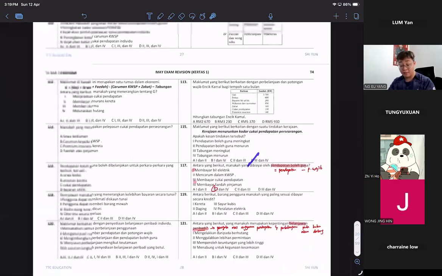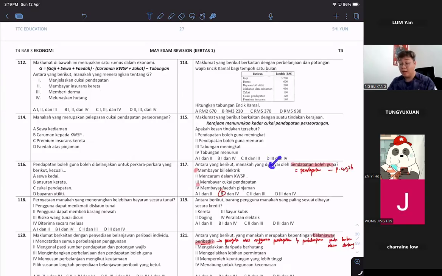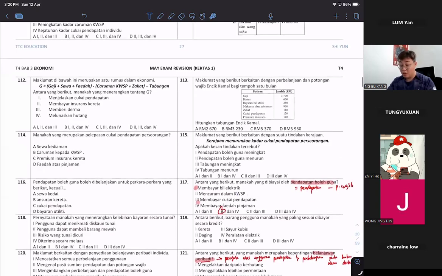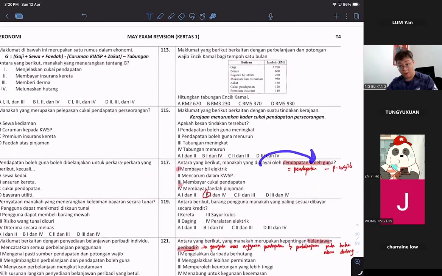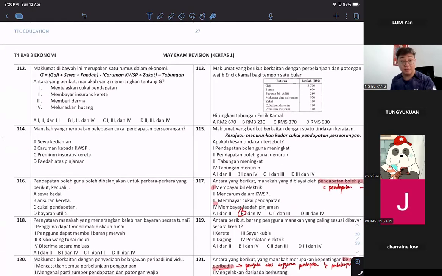Okay, I'm weak in Bahasa too, but I don't need to understand what DBIE is. I can roughly understand the meaning. So I know that the second and the third one are potongan wajib, so not relevant to the PBG. So I know the answer is 1 and 4. Okay, what can we bear? What can we spend on PBG? Utility bill, faedah pinjaman, because this is the perbelanjaan. Okay, so my explanation is the same thing.